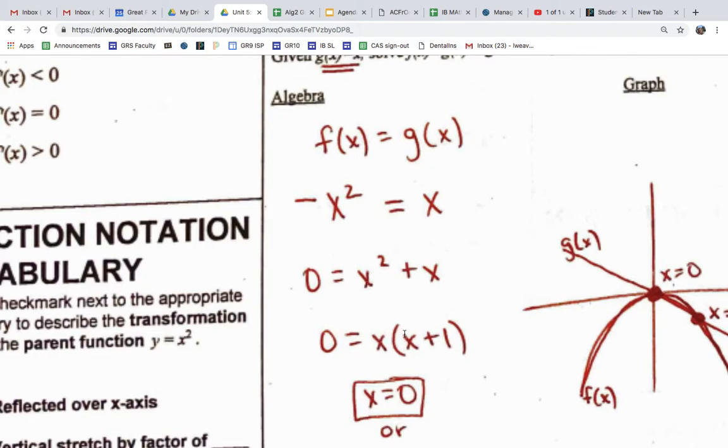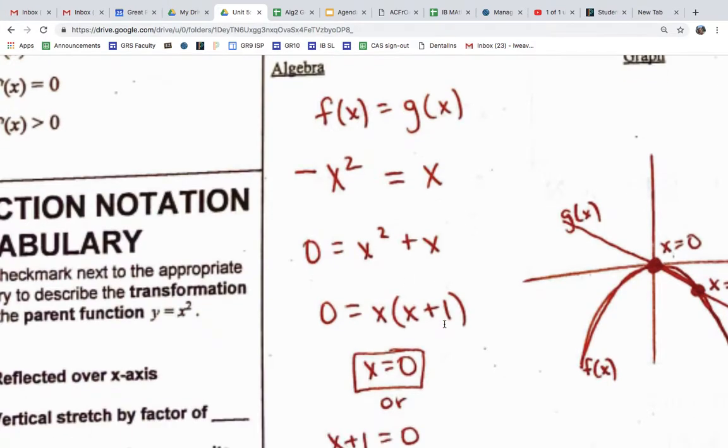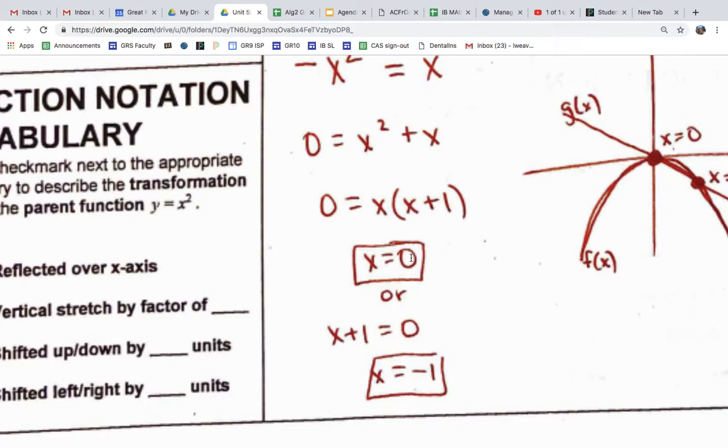So if I did my rainbows, I would get x squared plus x here. And now I have a number times a number equals 0. So either x has to equal 0 or x plus 1 has to equal 0. So either x equals 0 or x equals negative 1.